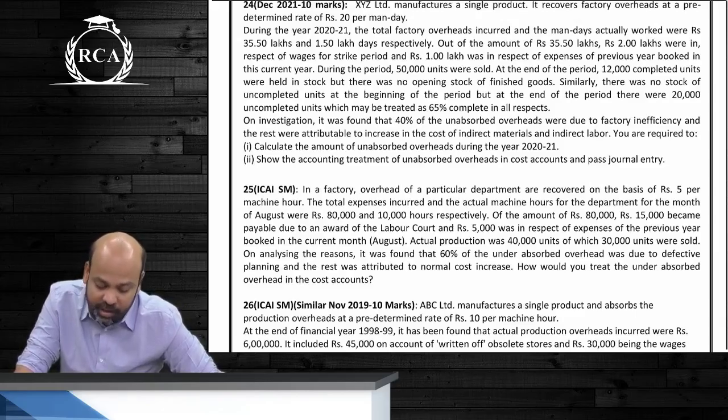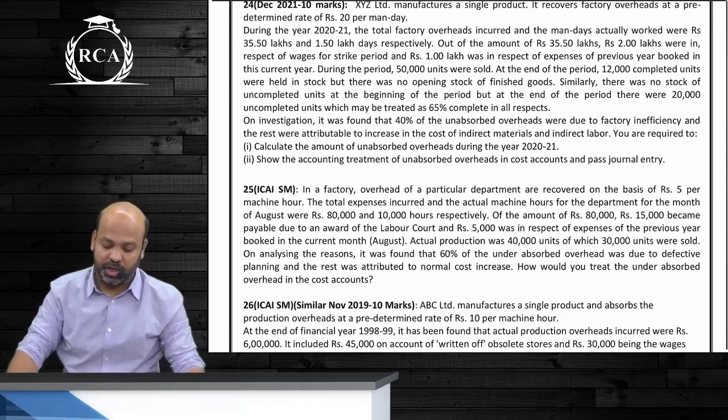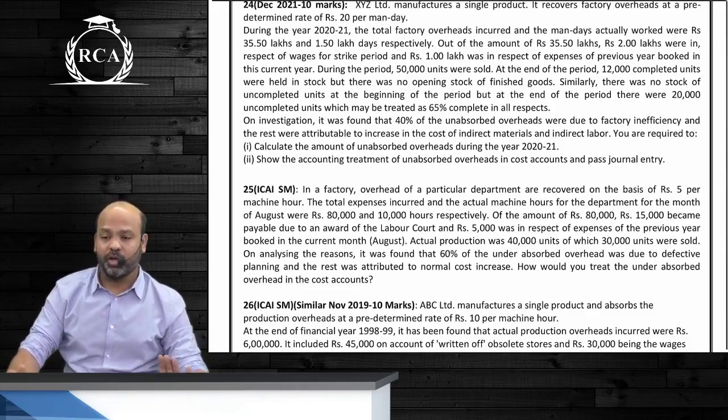You're required to calculate the amount of unabsorbed overheads and show the accounting treatment of unabsorbed overheads and pass journal entries. I might give you 1 or 2 journal entries in this chapter, guys, but you will understand all of them well once we do cost accounting systems.